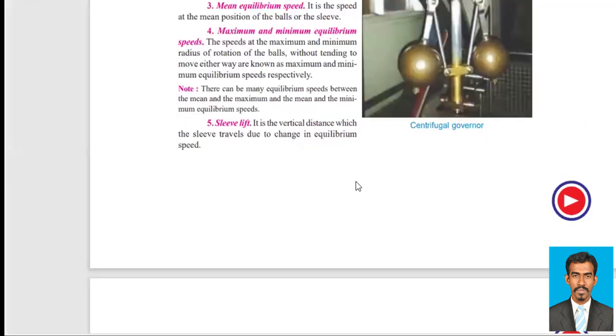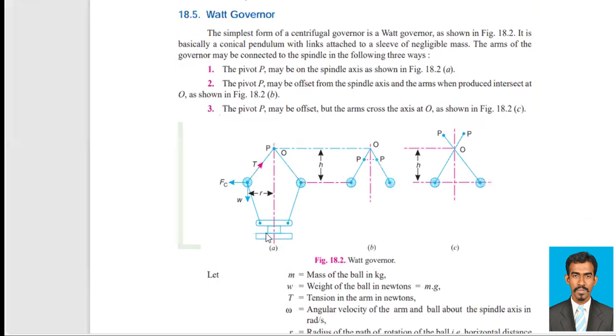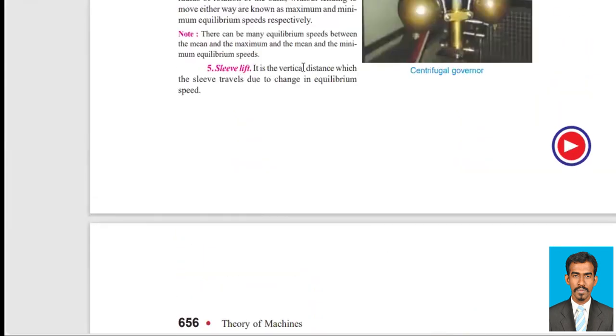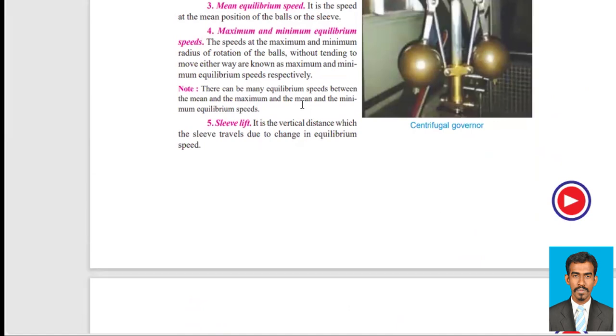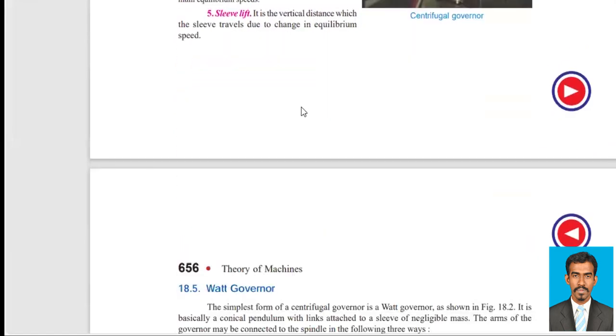And then we have the term sleeve lift. It is the vertical distance which the sleeve travels due to the change in the equilibrium speed. Here is the sleeve. It may travel upwards if the speed increases, and travel downward if the speed decreases. This length of movement is the sleeve lift. So these are certain terms we use in governors.